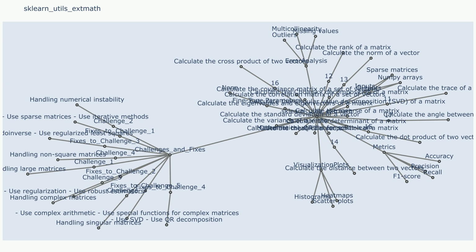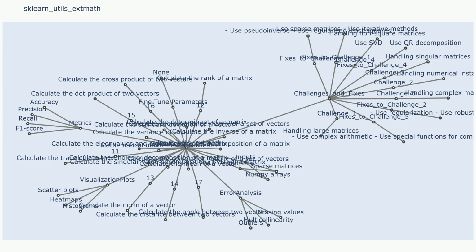sklearn.utils.extmath. Description: the sklearn.utils.extmath module provides optimized numerical routines for common operations in machine learning, particularly for working with matrices and vectors. These routines often leverage efficient implementations in libraries like BLAS and LAPACK.